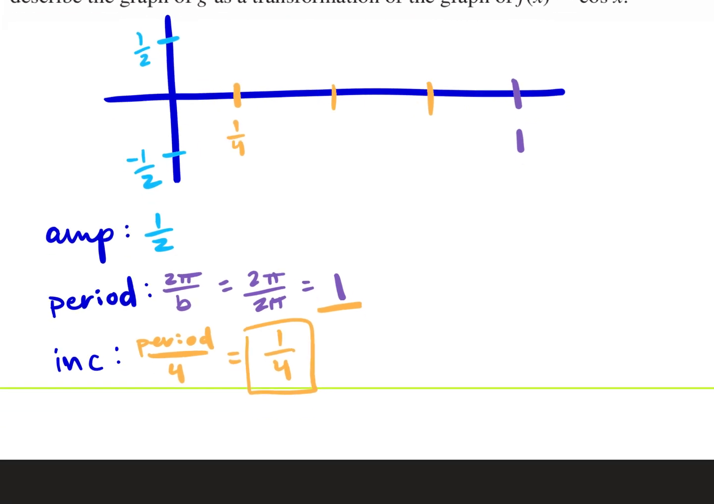So how would I find the next tick mark? Divided by 4, always. We add 1/4. So we keep adding that same increment each time. So we're going to add 1/4. 1/4 plus 1/4 would be 2/4, which simplifies to what? 1 over 2, 1/2.